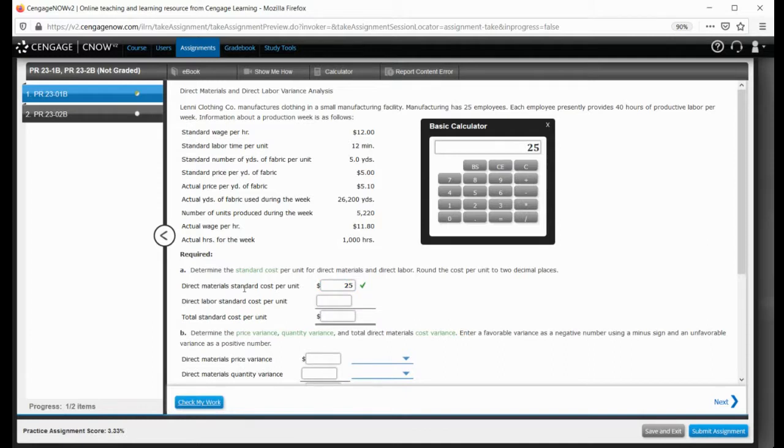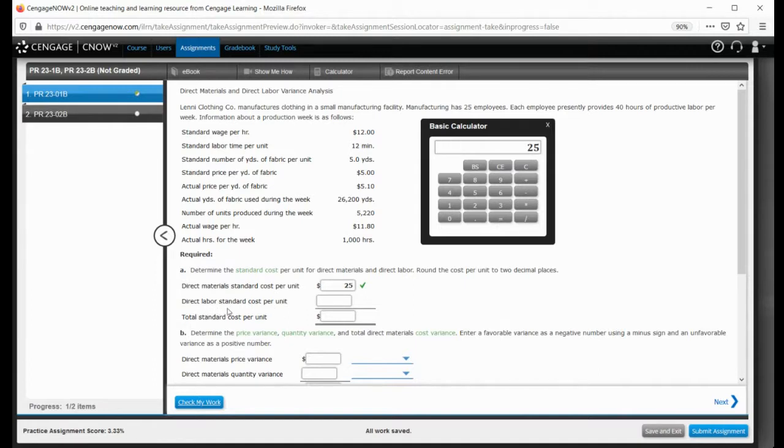So your direct materials standard cost, and standard just means it's their budgeted amount, what we think the materials should cost per unit, is going to be $25. Again, we got this by taking 5, the standard number of yards of fabric per unit, and multiplying it by the standard price per yard of fabric of $5. 5 yards times $5 is $25 that we are expecting it to cost us. This is what it should cost us during this period of time.